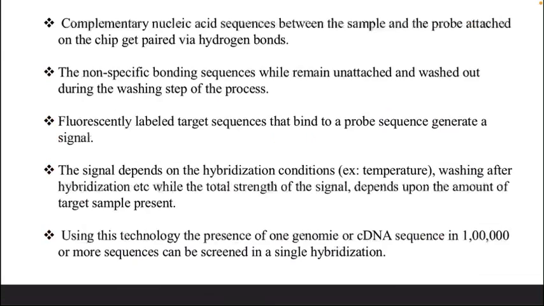Next, the fluorescently labeled target sequence that binds to the probe sequence generates a signal, and these signals mainly depend on the hybridization conditions such as temperature. After washing the hybridization product, the total strength of the signal depends on the amount of target sample present. Using this technology, the presence of one genome or cDNA sequence in 1 lakh or more sequences can be screened in a single hybridization.